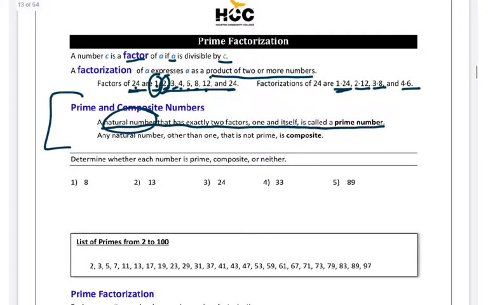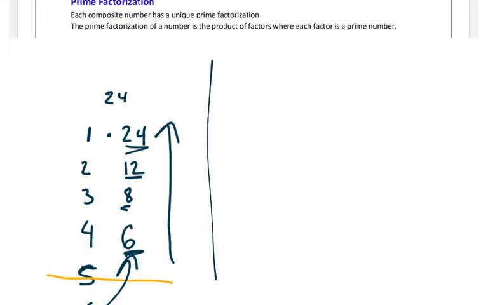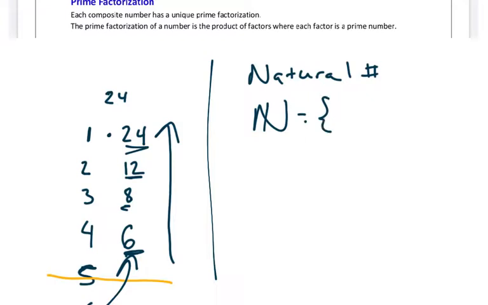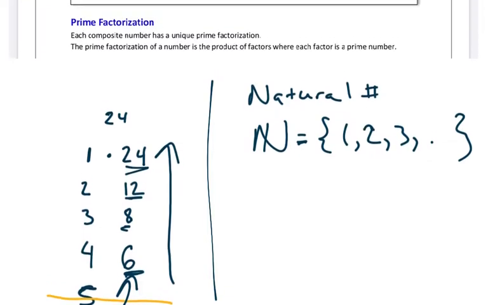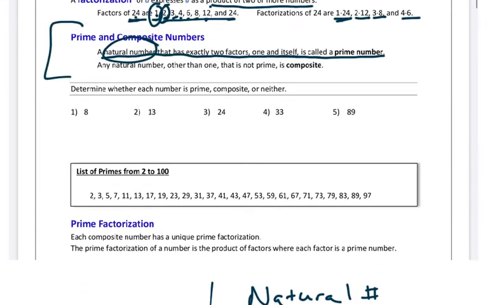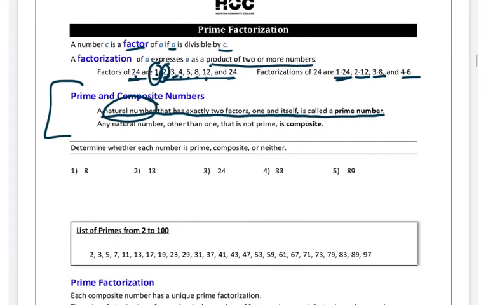So natural numbers are, let me write it out here, usually represented by an N. These are numbers 1, 2, 3, etc. Okay, my penmanship today is not good. So these are what natural numbers are: 1, 2, 3, 4, the most common numbers. So what we say is a natural number that has exactly two factors, one and itself, is called a prime number.